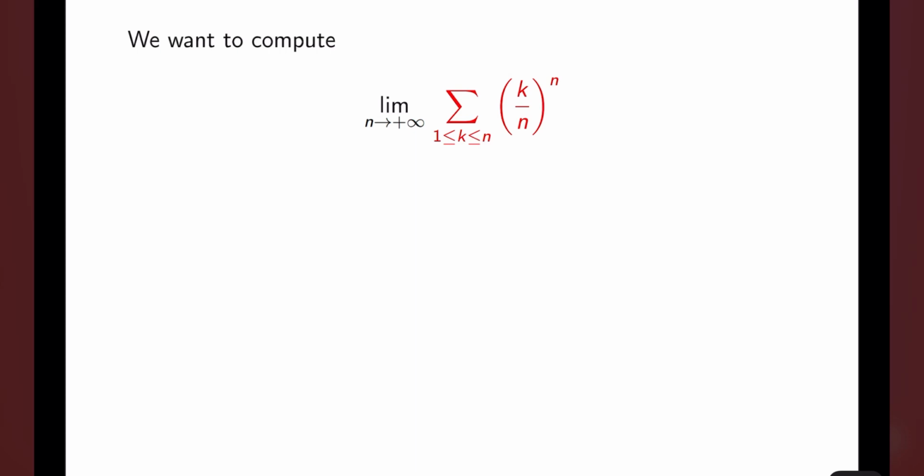Hello everyone. So in this third video, we're going to compute this very tricky limit. It's the limit when n goes to infinity of the sum from k equals 1 to n of (k over n) to the power n. So let's make a few observations. How to solve this kind of question?